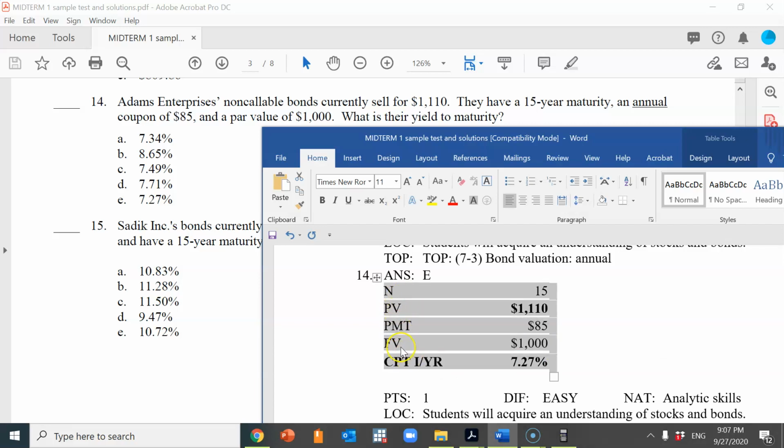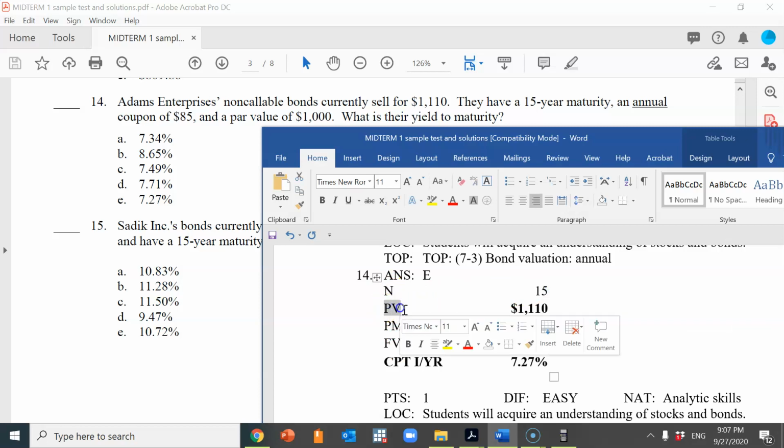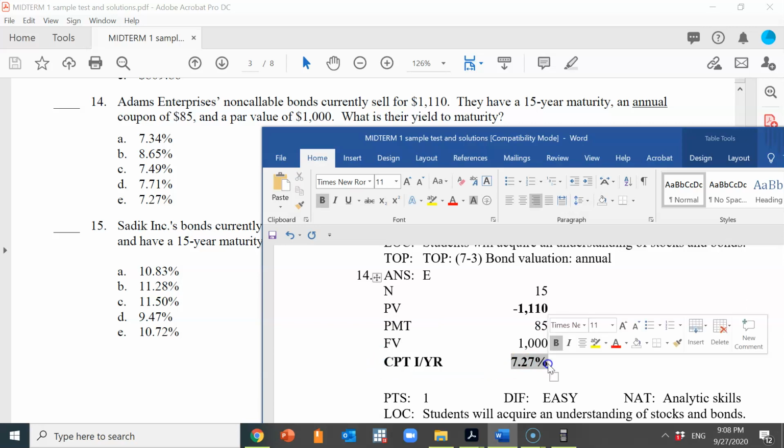information or variables. And here should be 15 years. Present value should be something we're paying today, price, negative 1110. Payments, something we receive as coupon, 85 for 15 years. Future value, something we receive after 15 years as 1,000, par value. Compute for I/Y, we can get 7.27. And we add back the percentage sign, choose option E as our yield to maturity.